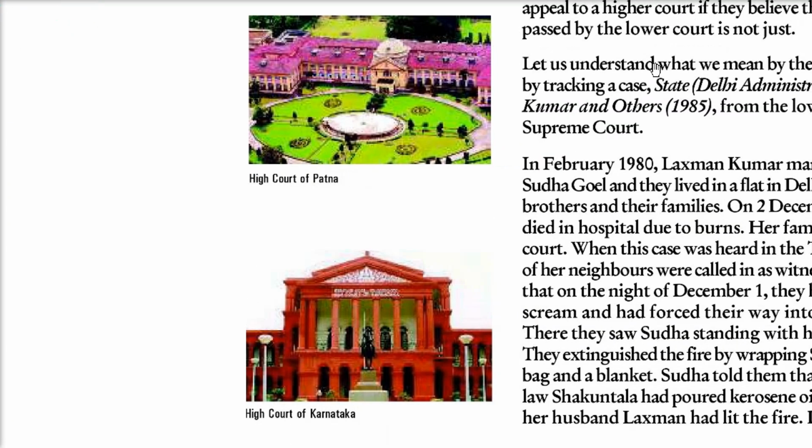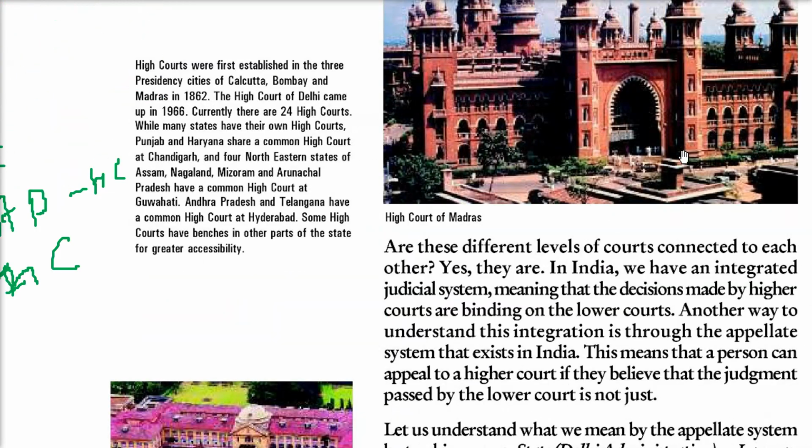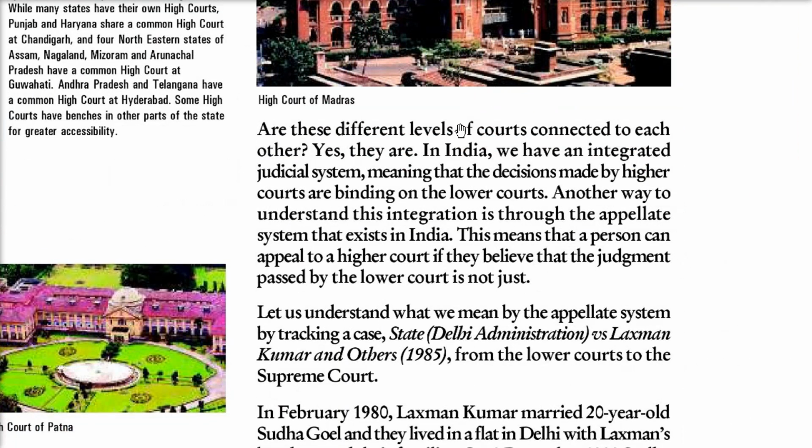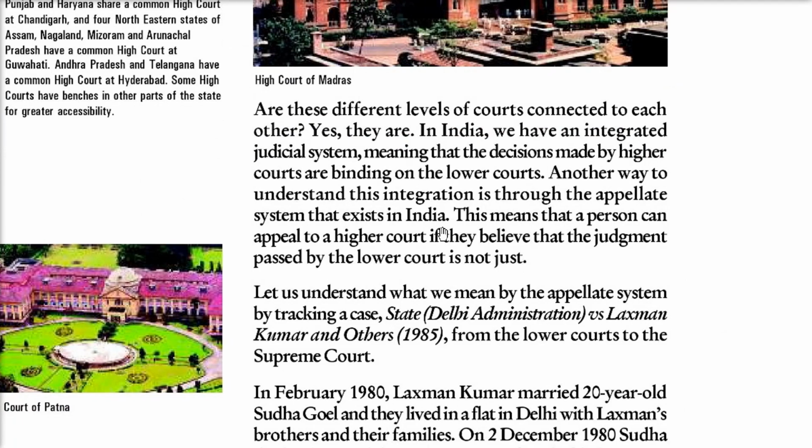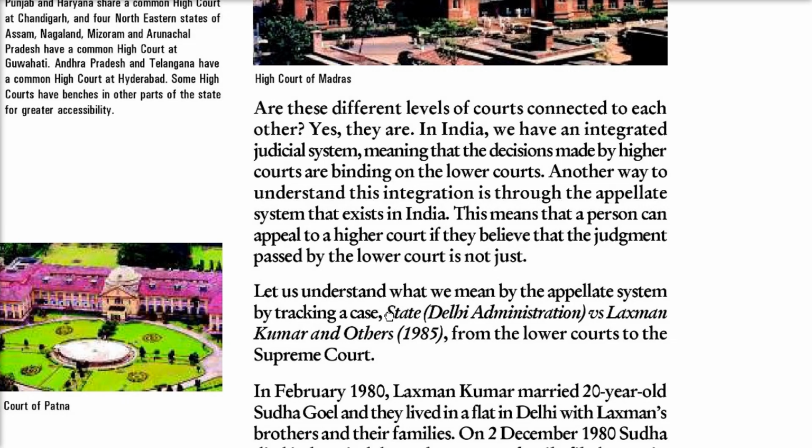So, I can show you the picture of the High Court of Patna. This is the High Court of Karnataka, and this is the High Court of Madras. So all these levels which we talked about are integrated. You can understand that if some decision is made in, say, the district court, then you can appeal to the next level, that is, you can go to the High Court. If some decision is made by the High Court, you can always appeal to the Supreme Court.